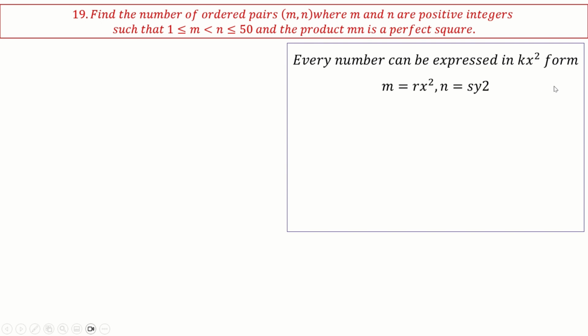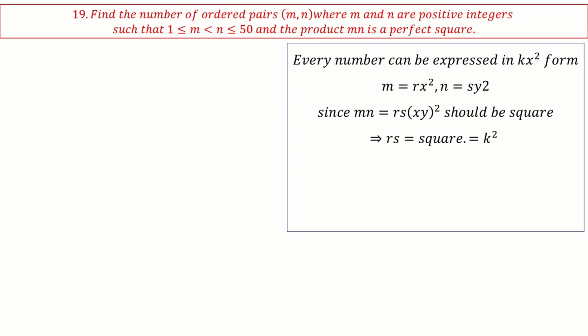Okay, once you know this simple logic, mn is equal to rs into (xy) whole square. So mn should be a perfect square. What is the condition then? rs should be a perfect square, right? So rs should be a square, which is k square. Which means here k is a square free number. k square is a square, but k is a square free number. If k includes a square, something like 12, if I take 12 it can be written as 3 into 4, correct? k cannot be 12 because the 2 square part is taken care of in the x square and y square.